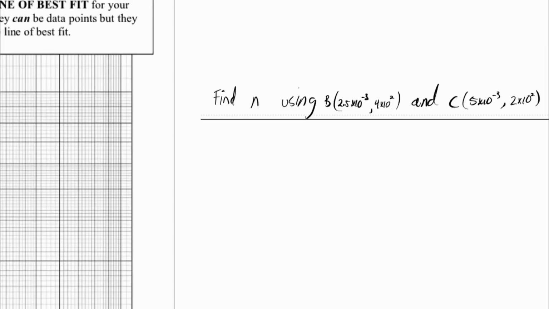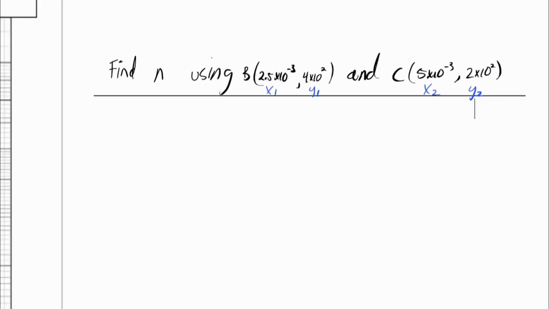So arbitrarily, we could say B is our first point. So that would be x1, y1, and C would be our second point, x2, y2. It doesn't matter, as long as you keep the order. Whatever order you choose, you have to keep it. And the biggest mistake that students make is they will flip the order of their x1, x2, and their y1 and y2. The formula, oops, look at that. I always want to go to slope. It's not slope, it's n, but it looks like the slope formula.